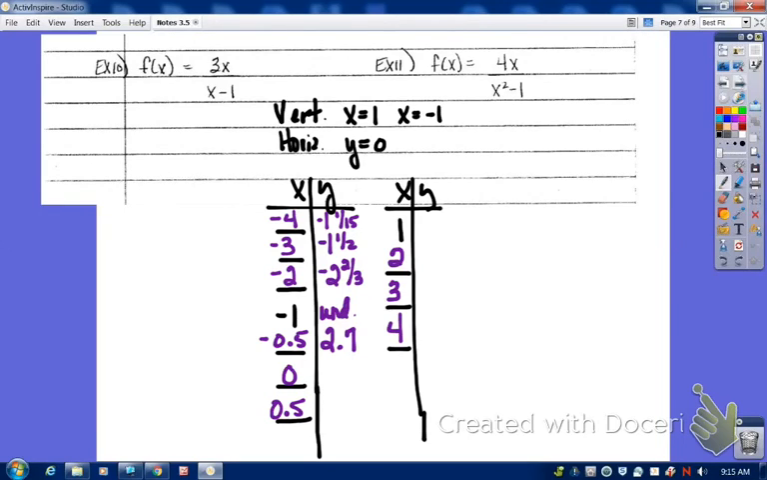0. Can y'all do 0 in your head? When x goes in for 0 in the top and the bottom, y is 0. 0.5: 4 times 0.5 is 2. 2 divided by 0.5 squared minus 1 is negative 2.7.